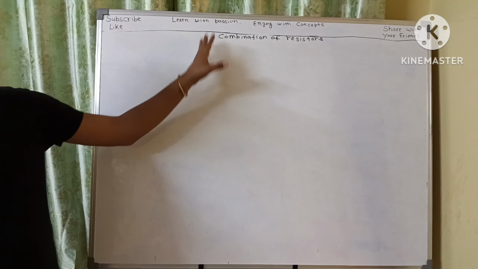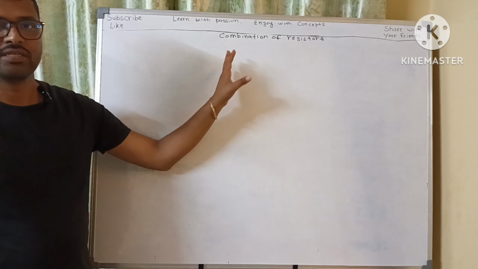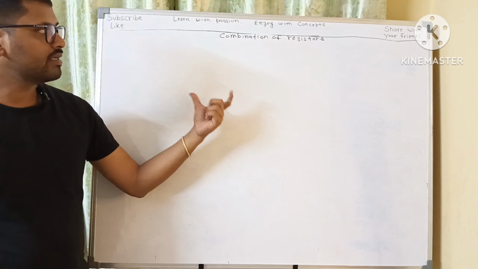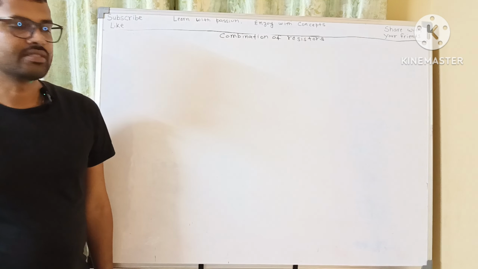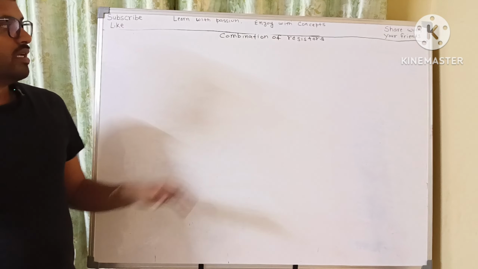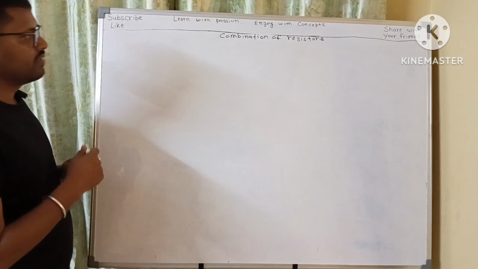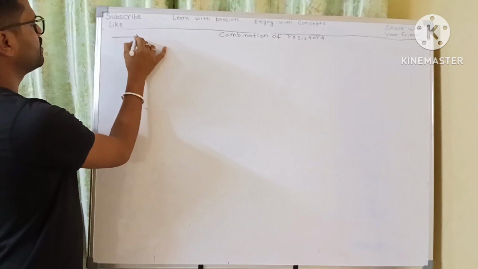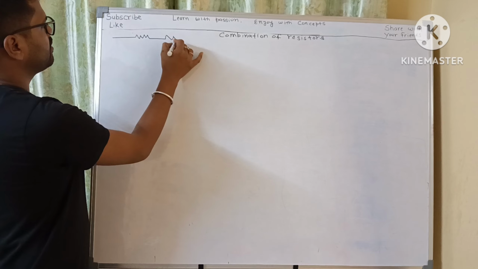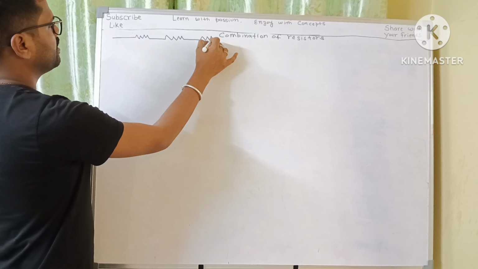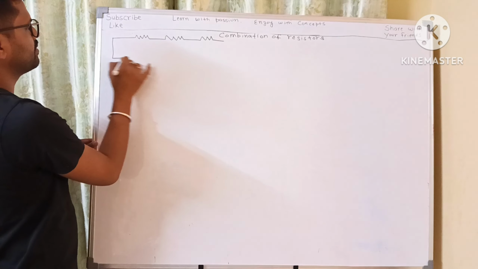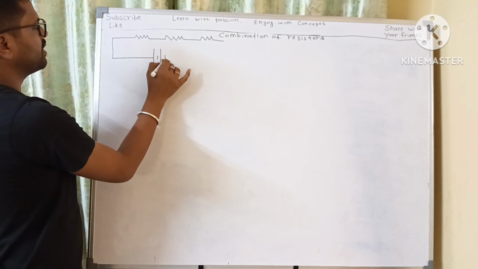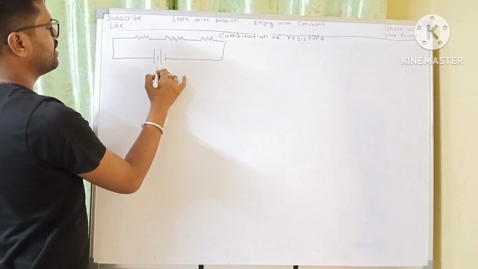Today we will see combination of resistors. It's a 10th standard and 12th standard topic. Combination of resistors, physics. Actually, resistance we connect in series as well as parallel. Suppose we connect 3 resistors in series across potential difference V.